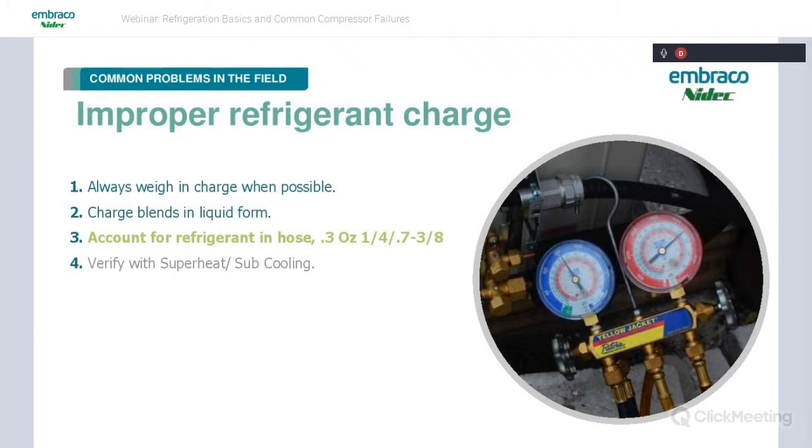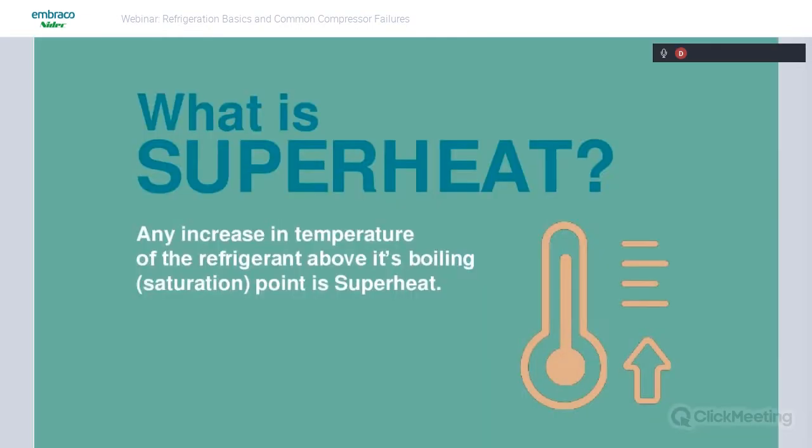You can also account for the refrigerant in your hose. It's about 0.3 ounces per foot for a 1/4 inch hose, and 0.7 for a 3/8 hose. That's for R22; it's going to be a little bit different with different density refrigerants. If you measure the correct charge through your scale, then close off your valves and start up the system, you can meter in the rest of the charge through the charging and suction line, and that should ensure that you're getting almost the exact charge in there. You can also verify it with either superheat or subcooling. We'll talk a little more about that in a bit.